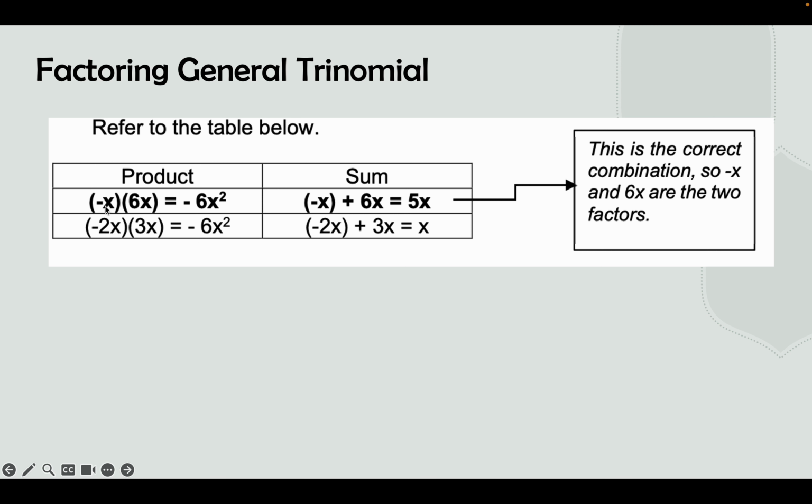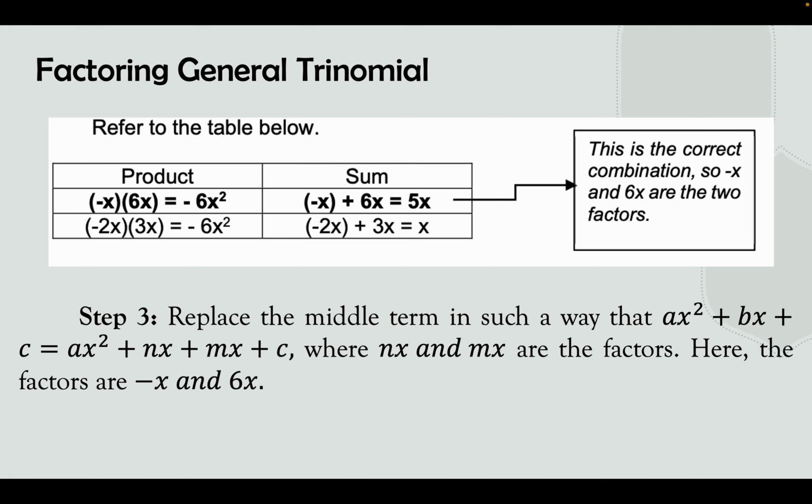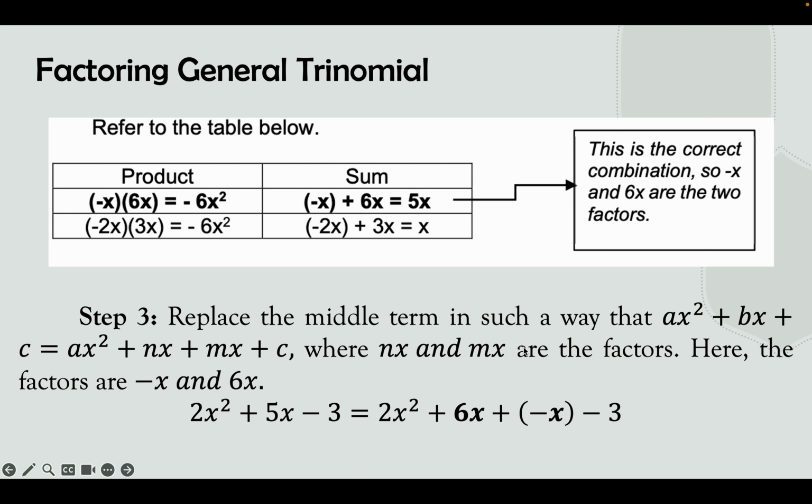So we will focus on negative x times 6x, that is negative 6x squared. Now, if you add negative x plus 6x, you will get positive 5x. So the combination is negative x and 6x. Now, we will replace the middle term by the given two factors, negative x and 6x. So we will have now 2x squared plus 6x plus negative x minus 3.